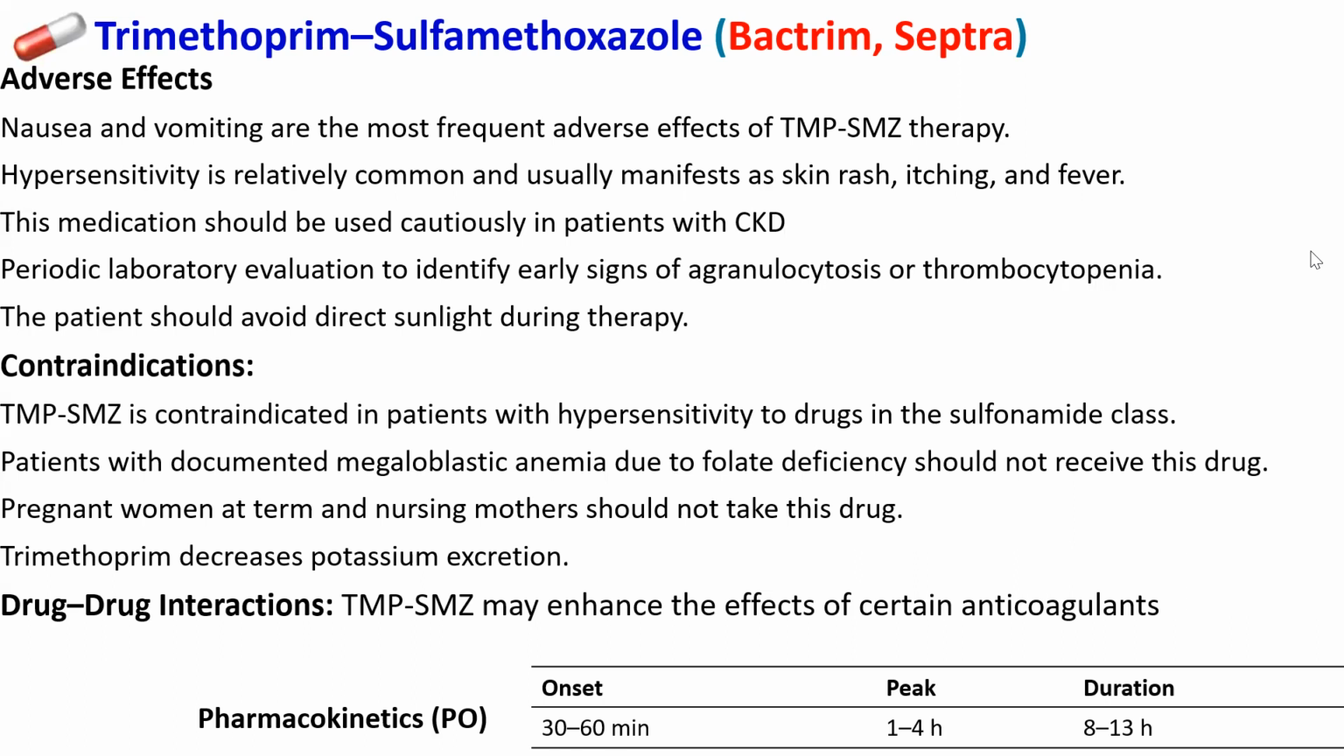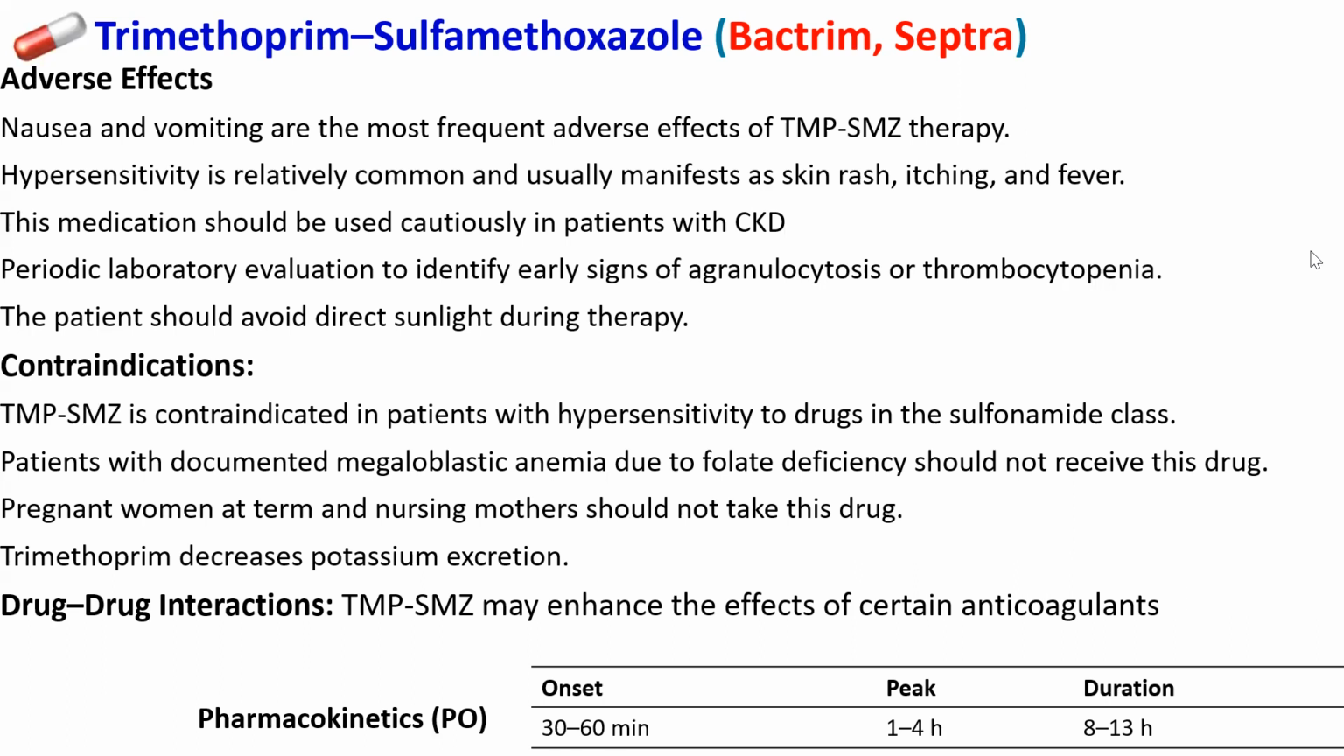Pregnant women at term and nursing mothers during lactation should not take this drug because sulfonamides may cross the placenta and are excreted in milk and may cause kernicterus, which is high bilirubin in babies. Trimethoprim decreases potassium excretion and should be used with caution in patients with hyperkalemia.